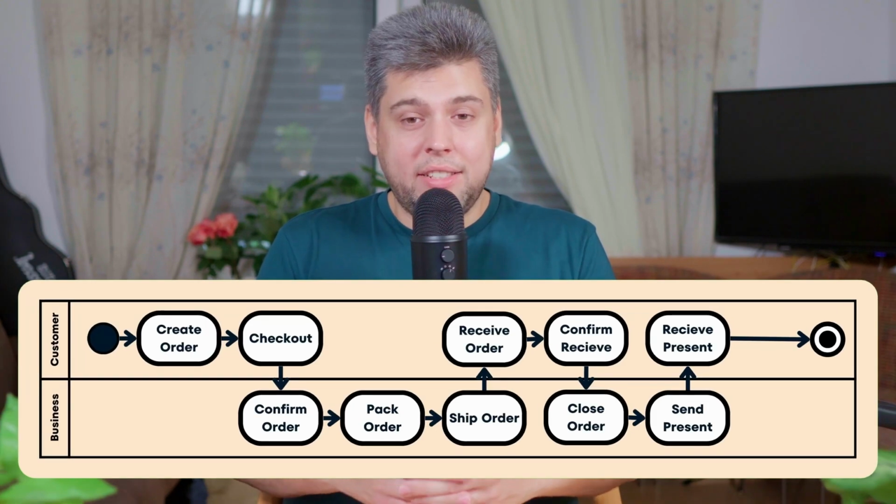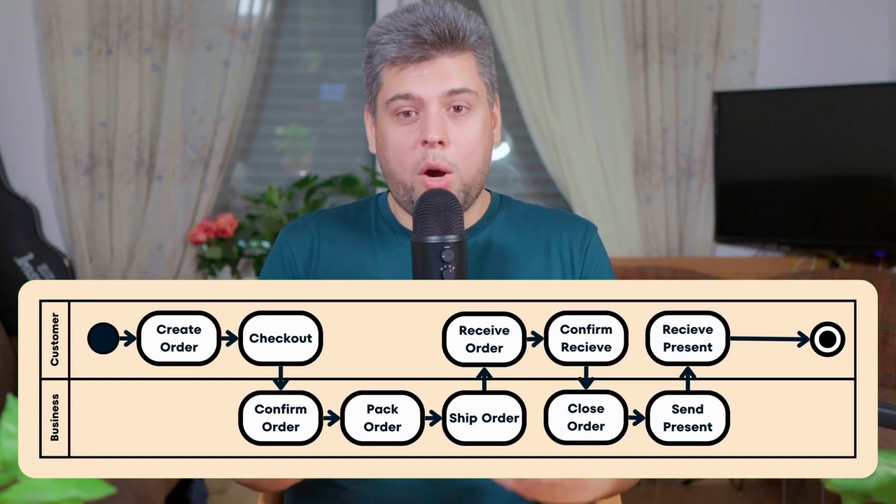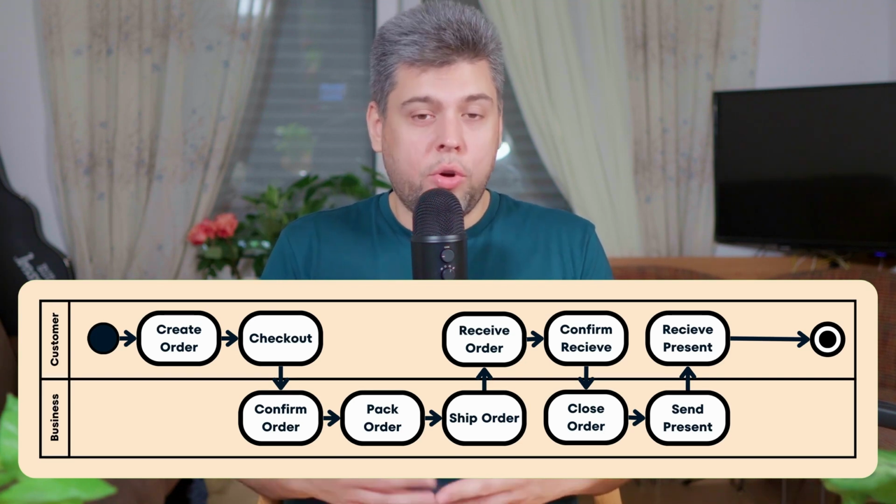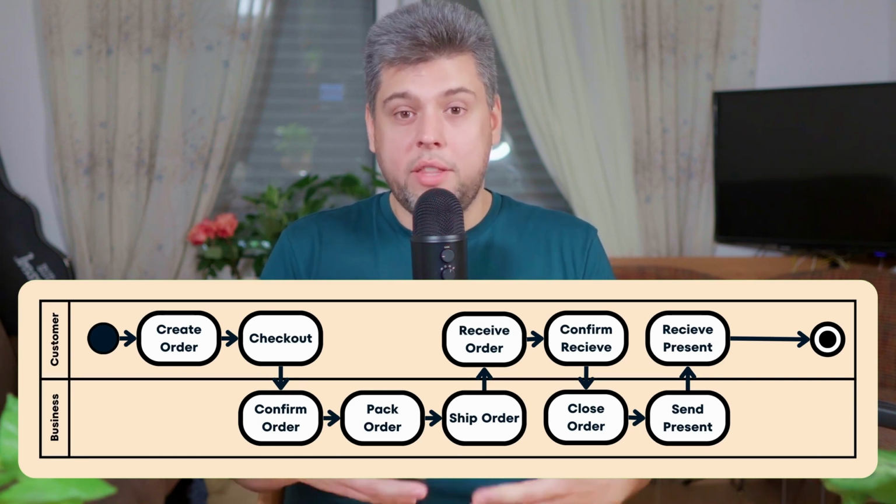Another way to add details is to throw in swim lanes that show how an activity is performed by multiple actors or users. It is a useful way to show who is responsible for each action within the same process.